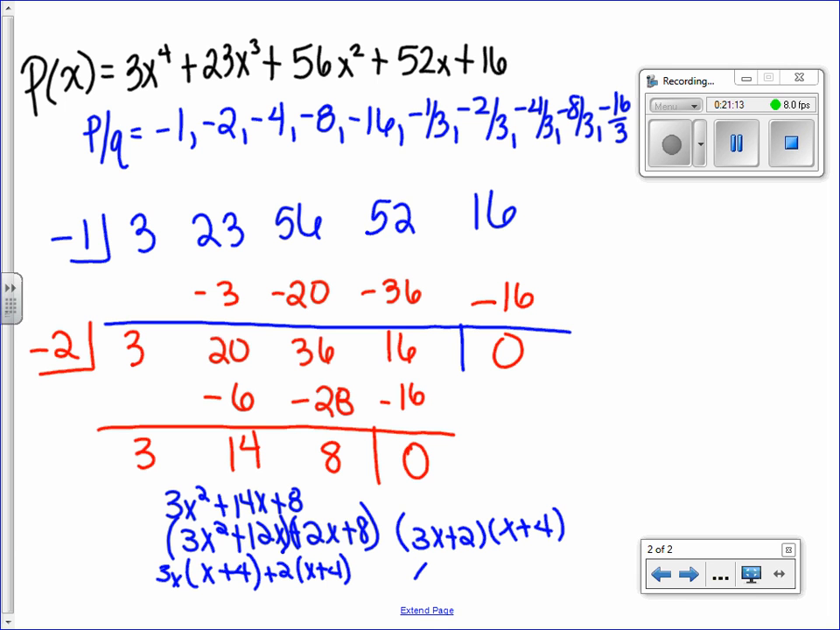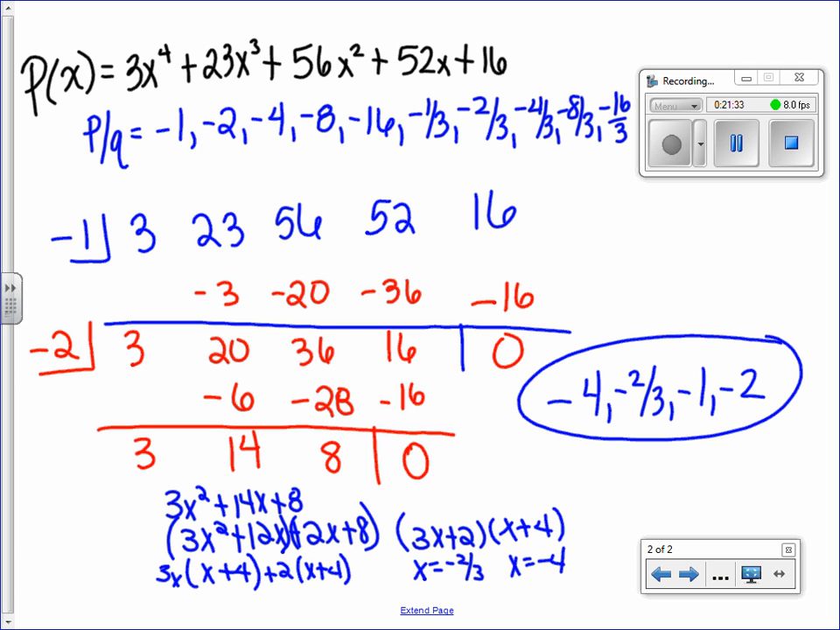What does x equal here? And what does x equal here? Exactly. So what are my 4 answers? Negative 4, negative 2/3, 1, and negative 2. Alright, very good. We said we were going to have 4 answers. We said they were all going to be negative. Here they are. Boom. Right there. Okay?